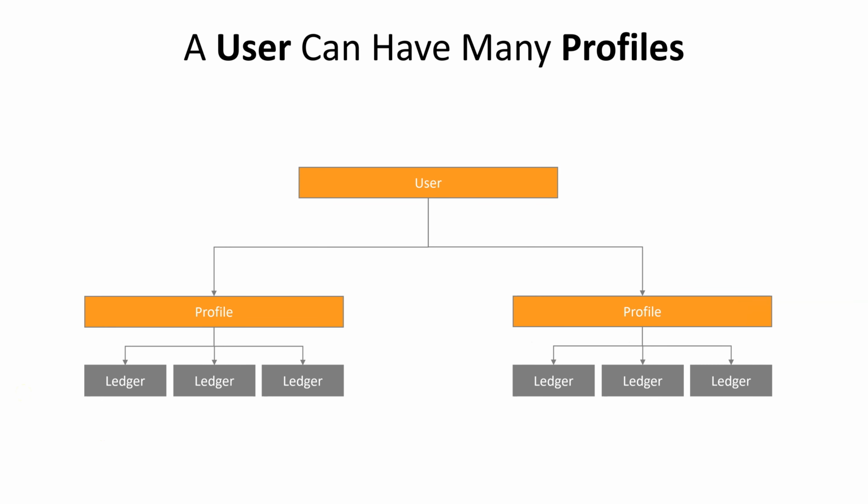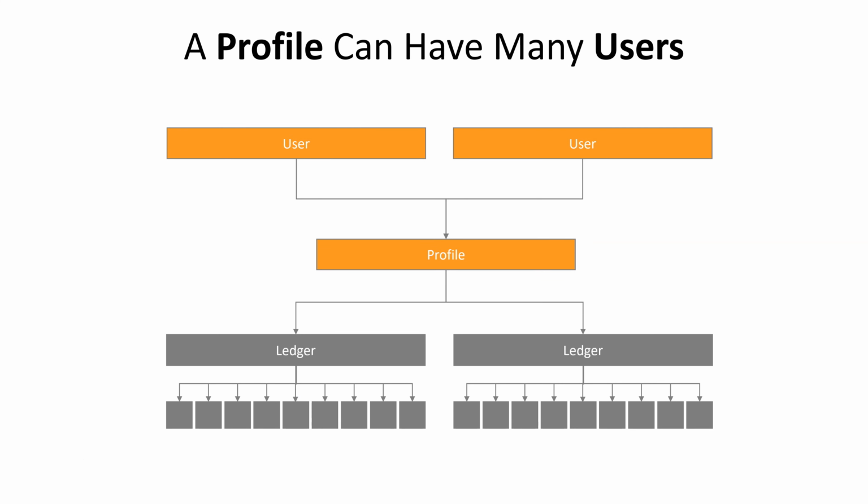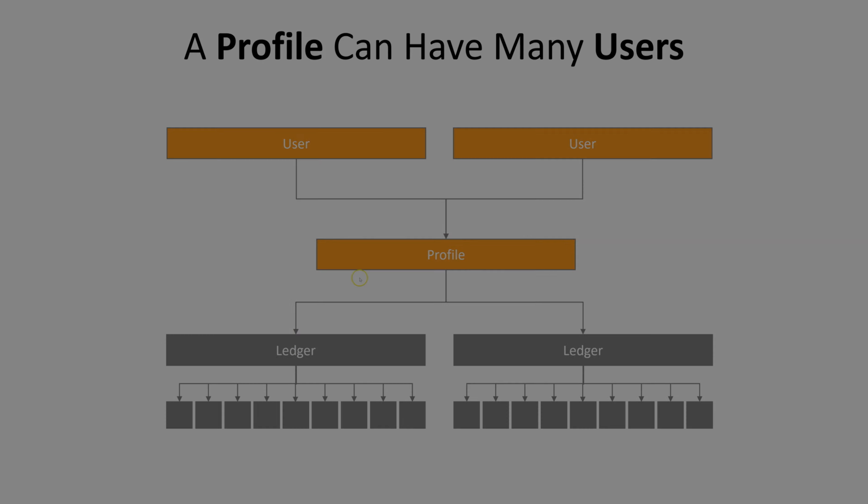A user can have many profiles. For example, if a client had a personal account and an investment club account, a profile would be created for each of these accounts. A profile can have many users. For example, an investment club account profile would have many client user accounts associated with it.